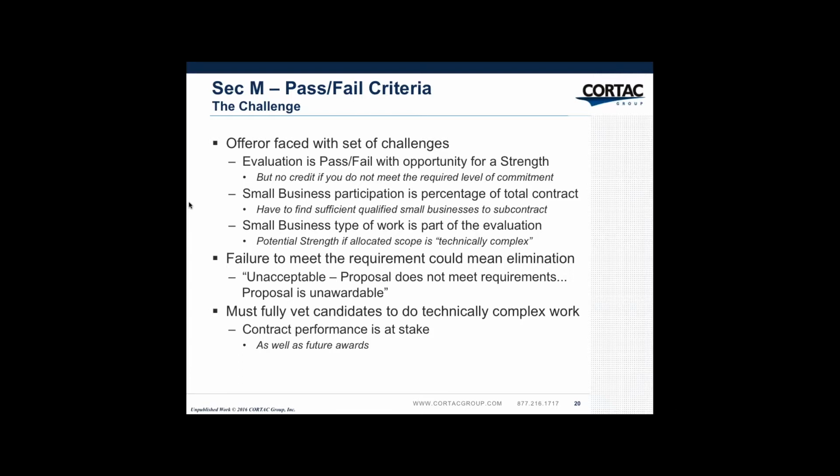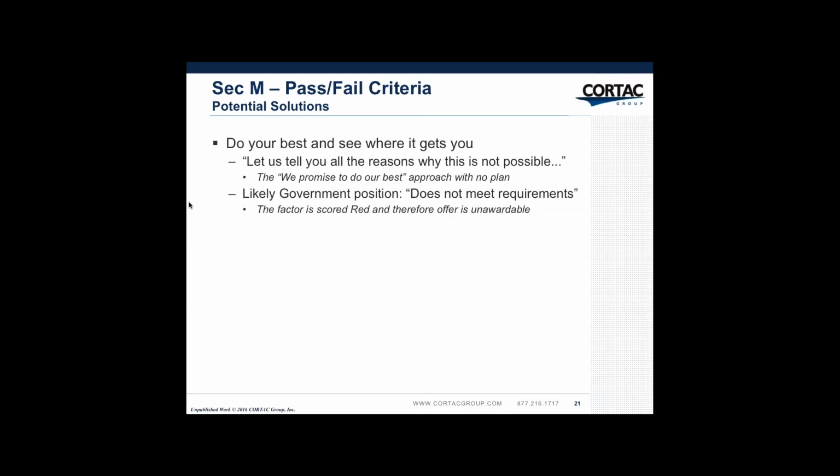You must believe that all the candidates can do the technically complex work. You've got contract performance at stake as well as future awards. So what are your potential solutions? Do your best and see where it gets you. Okay, one of the things you could do is say it's really not possible to do at this time, but we promise to do our best, in which case the government's likely position is you do not meet requirements. The factor is scored red and therefore is unawardable.